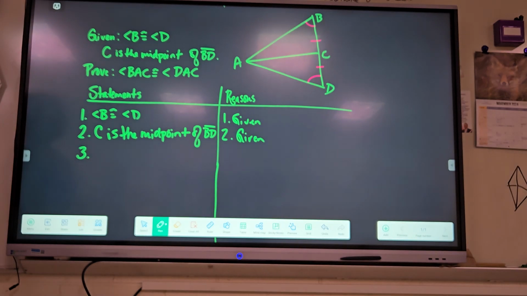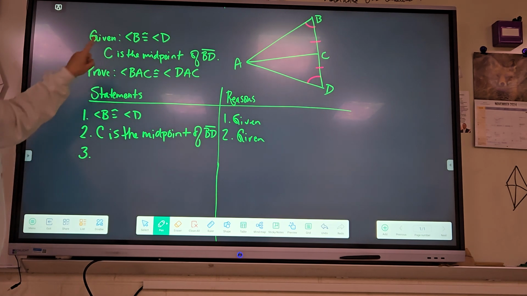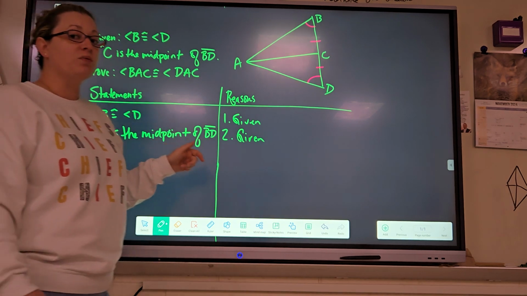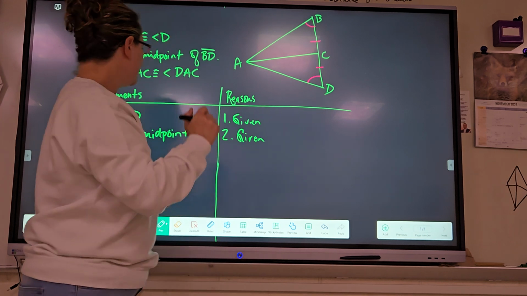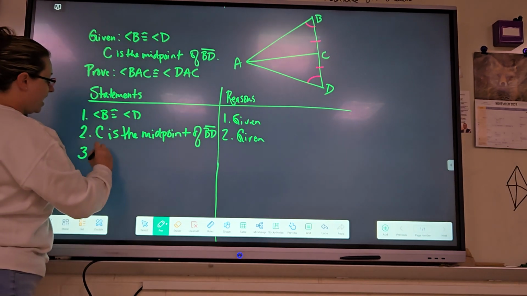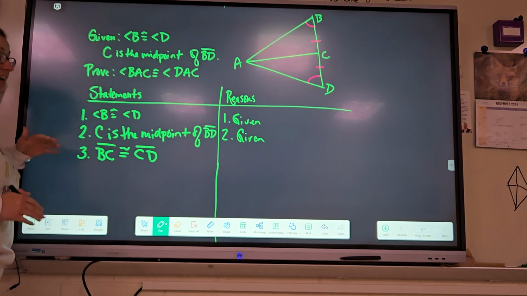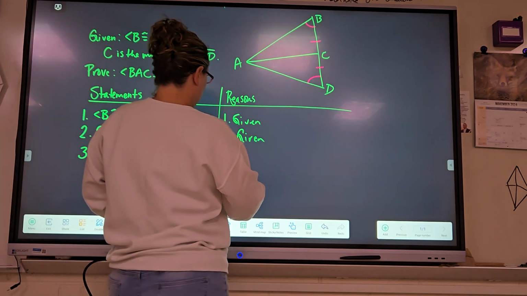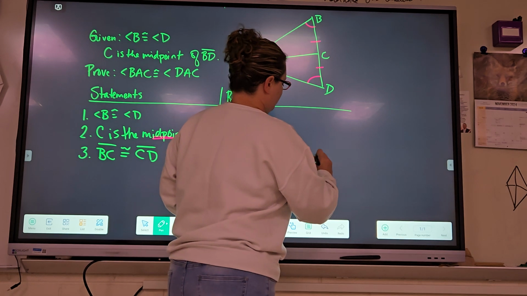So I went ahead and marked the stuff that I know. Angle B is congruent to angle D. That was given. C is the midpoint of BD. Well, what did that tell me? Midpoint's one of those chop-in-half words, right? So that told me that these two parts are equal to each other. So for number 3, I need to put BC is congruent to CD. How did I know that? Because of that vocabulary word right there. So, definition of midpoint.